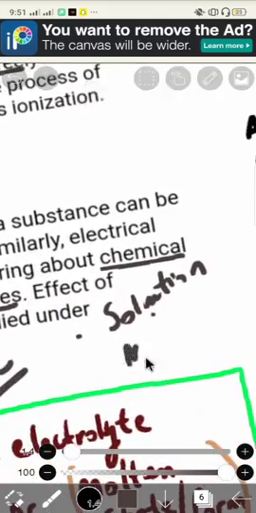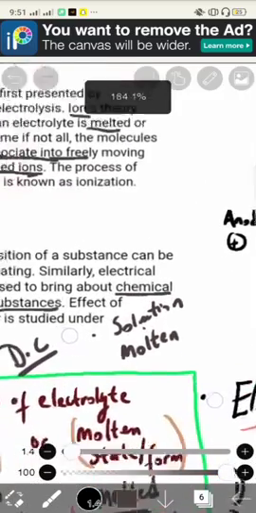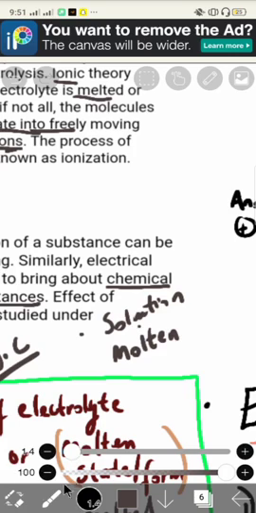Solution state or molten form. So when we talk about solution state, it shows that it should be dissolved. It tells us that it should be dissolved in water. That's for solution state. Then for molten state shows that the substance has been melted. There is a difference between a substance to be dissolved in water and for it to be melted. Like sodium chloride can be dissolved in water. Like lead(II) bromide can be melted.